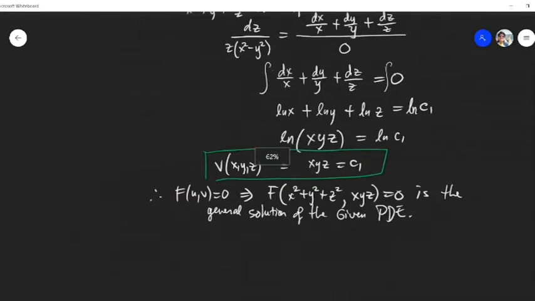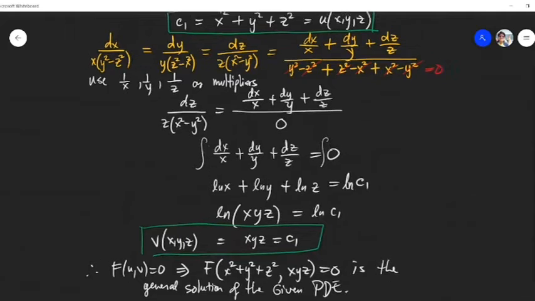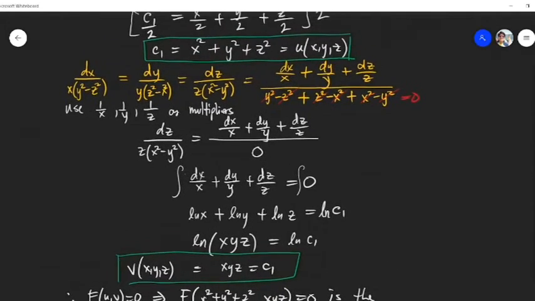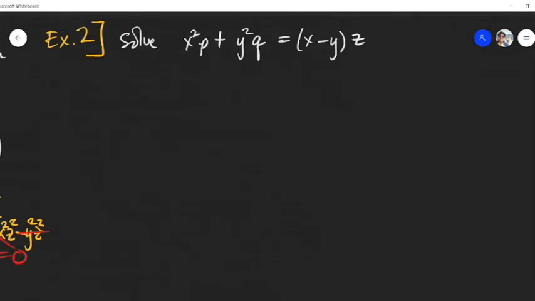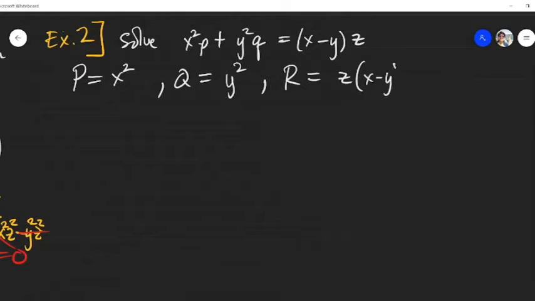As you can see, our goal is to find the arbitrary constants. Once those are equated, that would be our solutions. Let's have example number 2. Let's solve x squared p plus y squared q is equal to x minus y times z. So our P is just x squared, our Q is just y squared, and our R would be z times x minus y. Okay, so let's form our auxiliary equation.